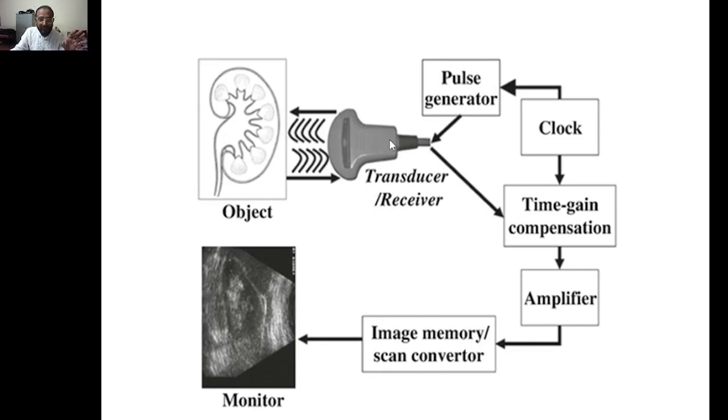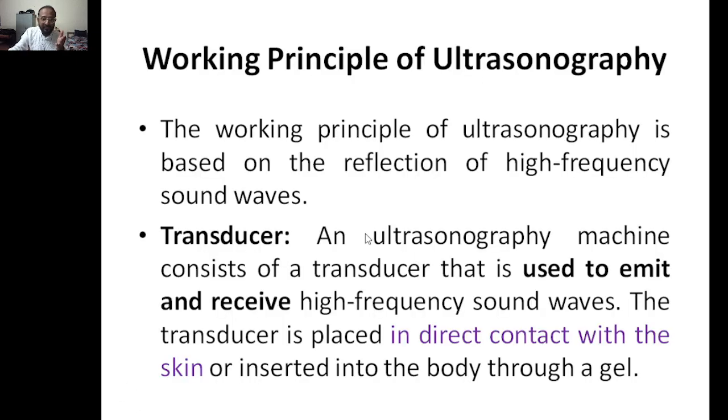The transducer will receive this signal, and then the pulse will be generated. The time gain compensation will be there. Based on the clock, the pulse will be generated, and that will be given back to the time gain compensation. The amplifier will receive these generated or received signals, and then the image memory or scan converter will convert it, and finally on the monitor you can see the real-time images also. So the working principle is the same thing: you are using high frequency.